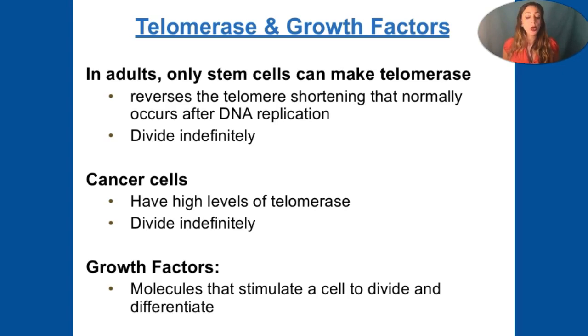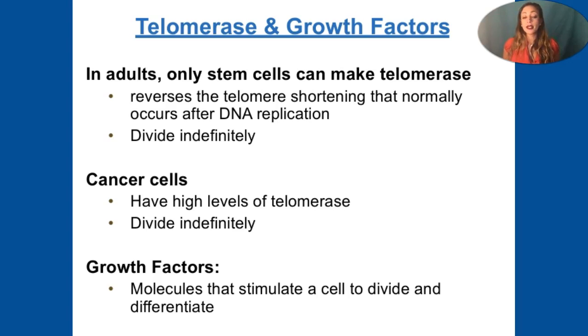In adults, we only have telomerase located in our stem cells. They can reverse that telomere shortening that normally occurs, and they can divide indefinitely. Cancer cells, unfortunately, also have high levels of telomerase. So instead of cancer cells eventually dying off, they continue to divide indefinitely as well. They're basically immortal cells because of telomerase.